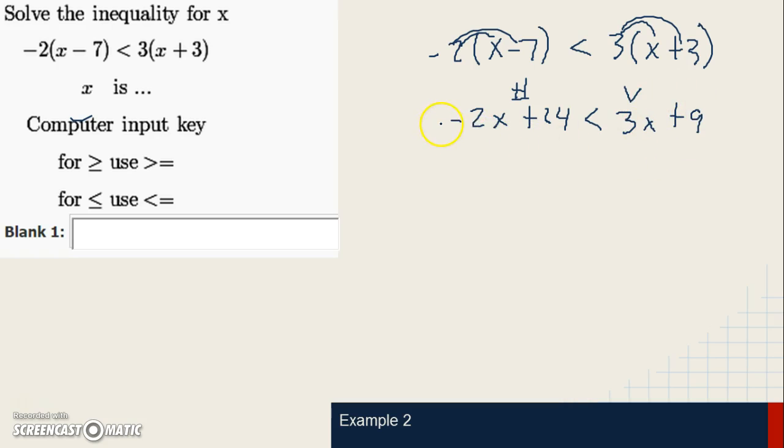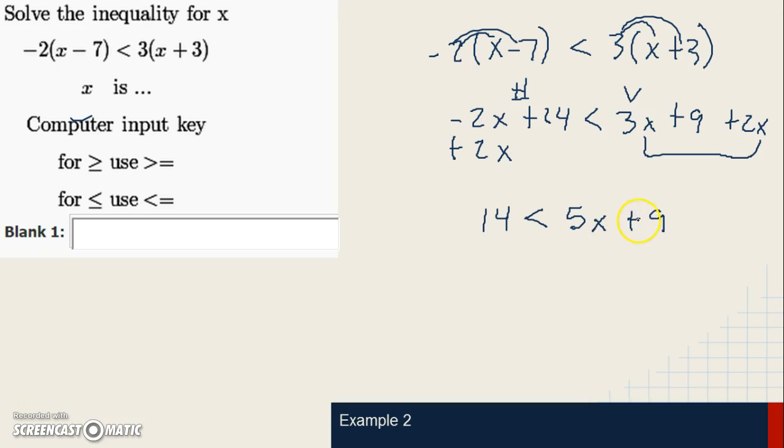So I'm going to start by eliminating negative 2x. How do you get rid of negative 2x? You just add 2x to both sides. And I'm left with, on my left side, 14 is less than, since I can combine like terms, 5x plus 9. Now it's time to isolate x.